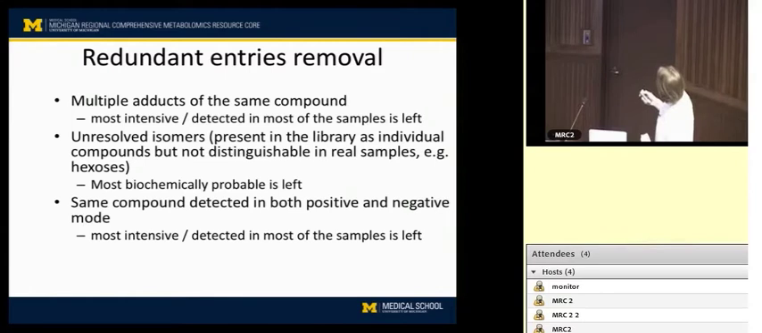If we have a compound that's detected in both positive and negative ion mode, we try to figure out which one is the best representation for your data, based on RSD, like which has the best signal and is the most reproducible, and we'll just report the one that's the most reproducible.